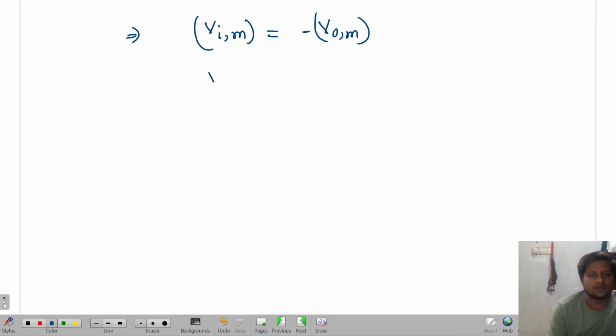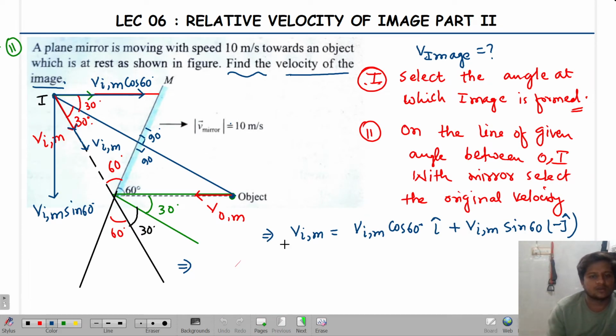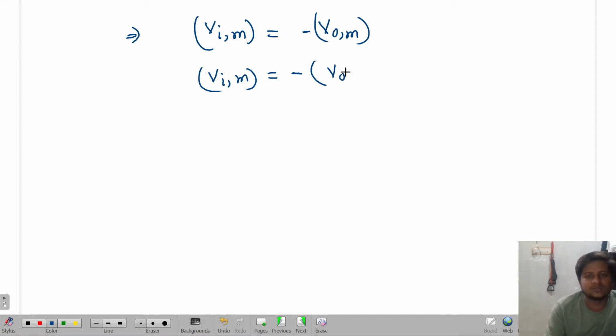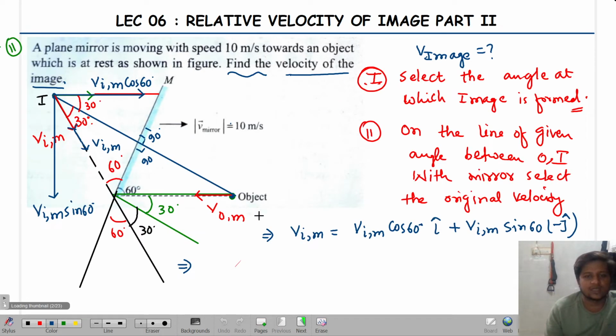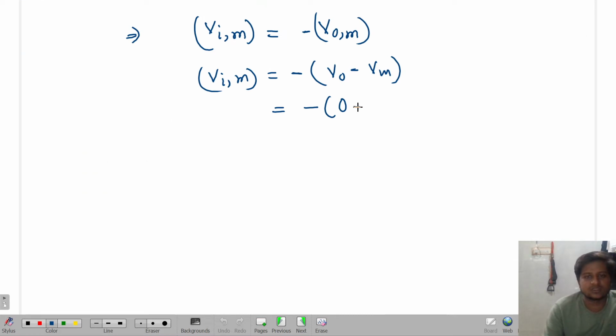Now try to understand. Velocity of image with respect to mirror is equal to what? Negative value of, try to understand, mirror is moving towards this direction or not? So velocity of object minus velocity of mirror. Velocity of object is how much? 0, because the object is kept at rest, and velocity of mirror is minus 10. So the answer becomes velocity of image with respect to mirror is how much, guys? 10 meter per second. Understood or not, Gagan? Yes or no?